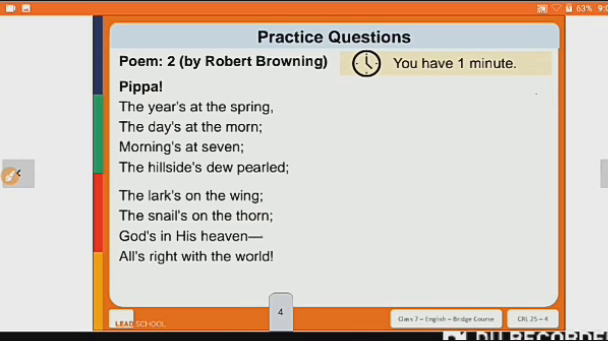Next, Pippa, the name of the poem by Robert Browning, the name of the poet. The year's at the spring, the day's at the morn, morning's at seven, the hillside's dew-pearled, the lark's on the wing, the snail's on the thorn, God's in His heaven, all's right with the world. Very good poetry is there. So here we will count the lines. First, second, third, fourth, fifth, sixth, seven, eight.